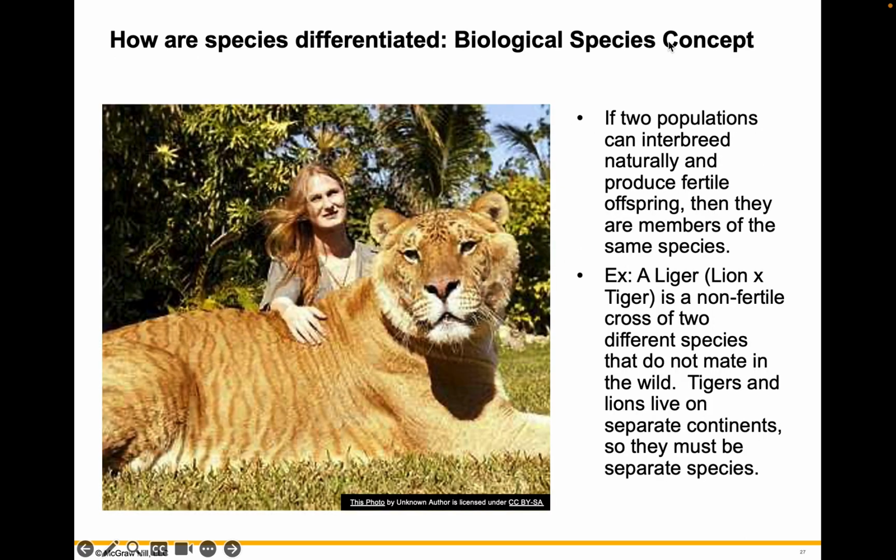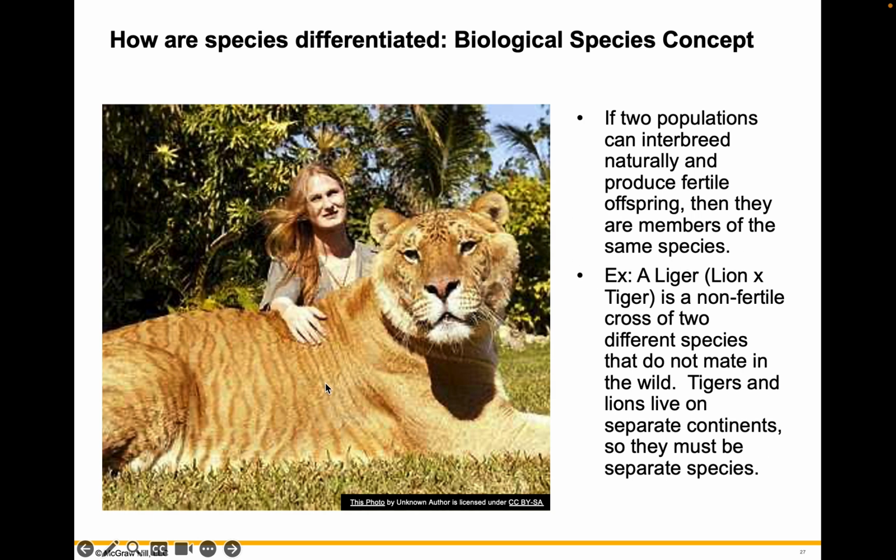A more commonly applied definition of species is the biological species concept. It's this idea that if there are 2 populations that can interbreed in nature and they produce fertile offspring, so their offspring can have babies of their own, then those 2 populations are populations of the same species. It's a very practical explanation.